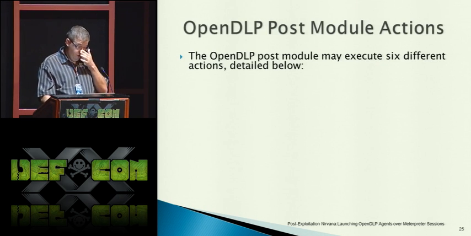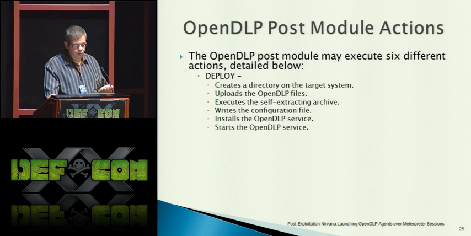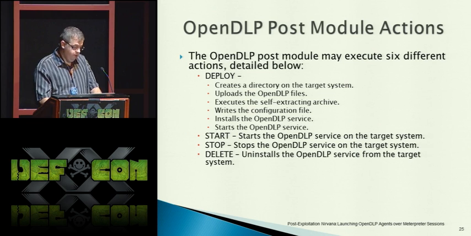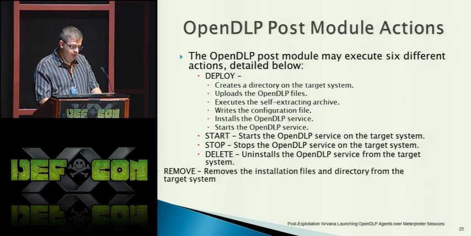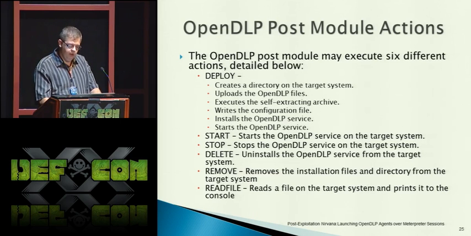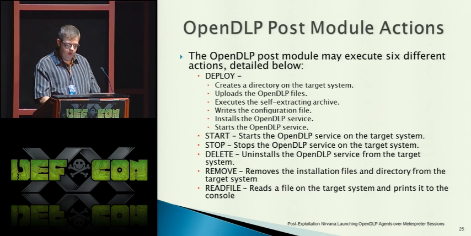And so this post module has six different actions. I can deploy, which will create a directory on the target system, upload the OpenDLP files, execute the archive, write a configuration file, and install and start the service. I can independently start and stop the service with this module. I can delete the service, uninstall it. I can remove all the installation files, and again, I can read a file off the target system. And this is the post module that's installed in Metasploit.